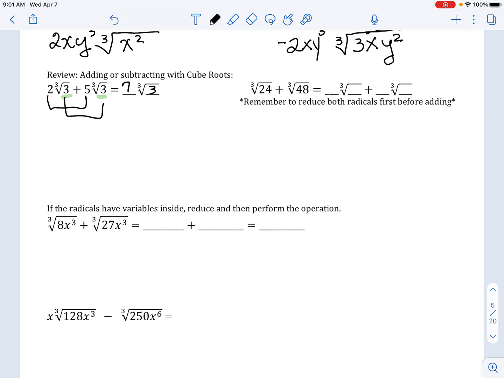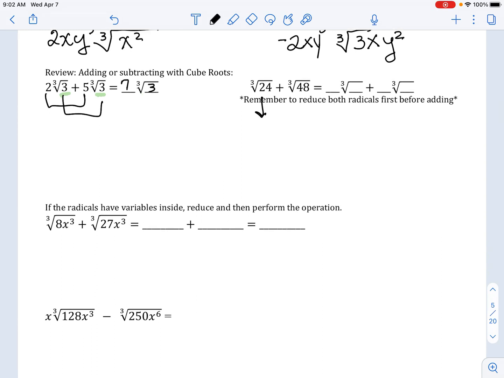With cube roots, we have to make sure that we reduce them, and then we see if they are like before we can combine them. This is for adding and subtracting. When you're multiplying and dividing, you don't have to have the same numbers inside, but you do have to have the same index. So you can't multiply a cube root times a square root. Only a cube root times a cube root.